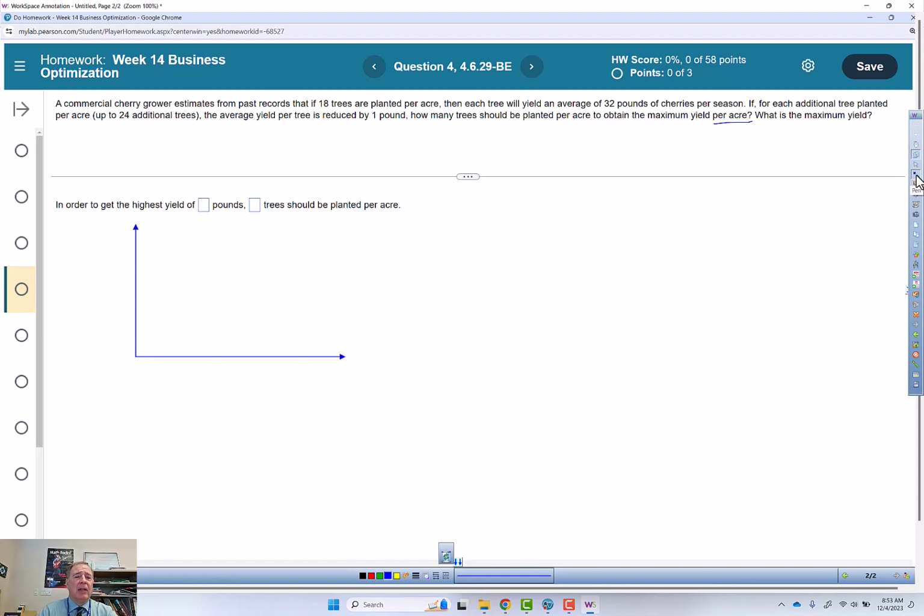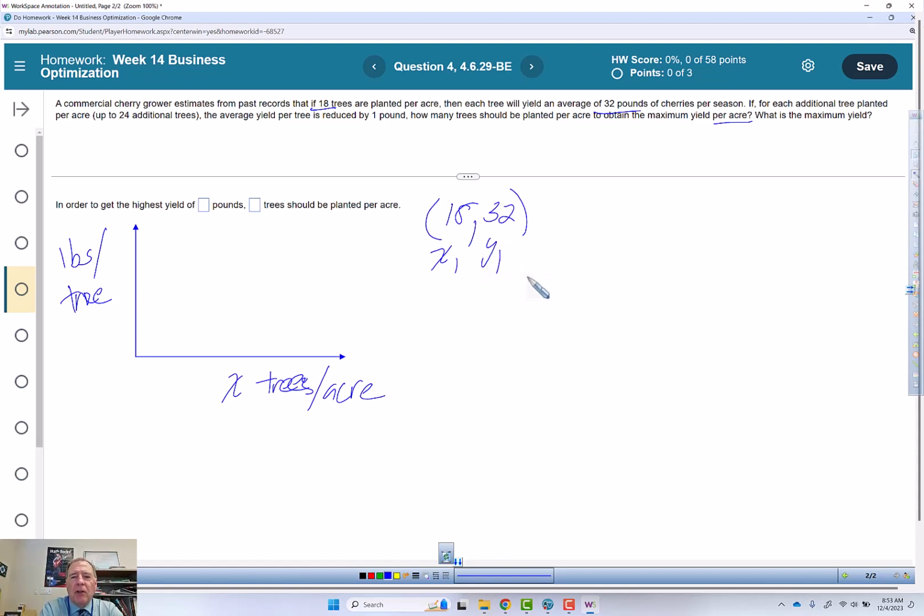We're going to treat this like it's a demand curve and a revenue function. So this axis, the vertical axis, is pounds per tree, and the x is trees per acre. And they gave us a point on that, essentially what is a demand curve. So they gave us the x, the number of trees planted per acre, is 18, and the y is 32 pounds per tree. And I'm going to label that x1, y1.